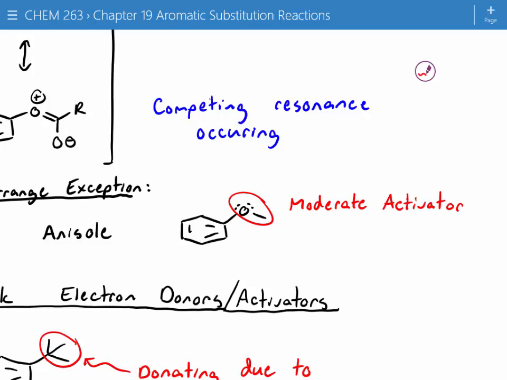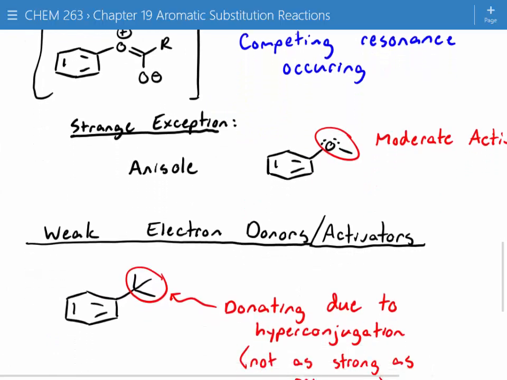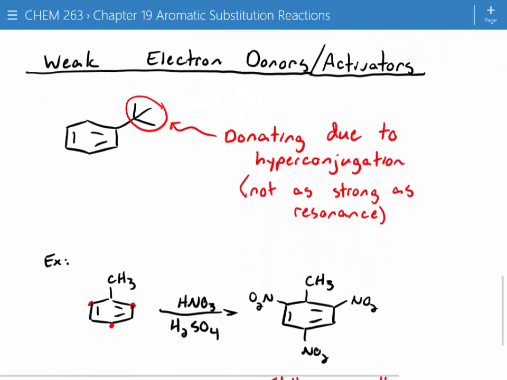Really, oftentimes chemists do these experiments, they see the results, and then they come up with a conclusion. Sometimes the explanations are a little iffy, but that's something that chemists are always working on improving. All right, so we've filled in that gap, and then we yesterday said that we have weak electron donators that don't involve resonance. They just simply involve hyperconjugation, which is not as strong as resonance.